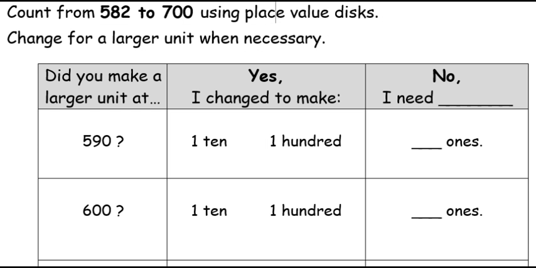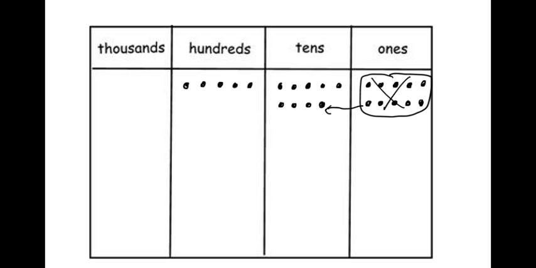So when the question asks, did we make a larger unit at 590, we would say yes. We changed 10 of our ones into 1 ten. So I'll circle that 1 ten. Now let's go back to our place value chart. I left off at 590, so I'll continue counting.